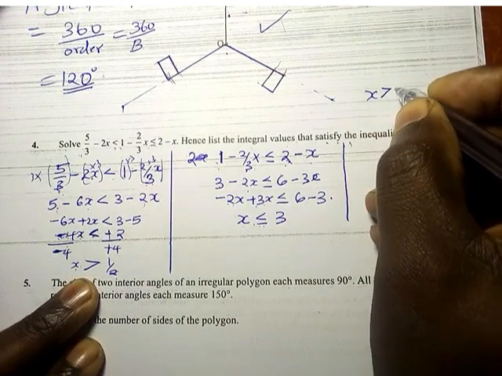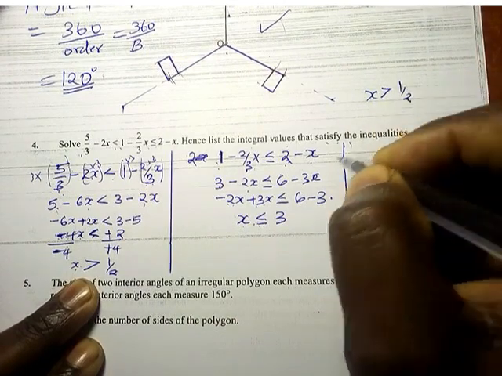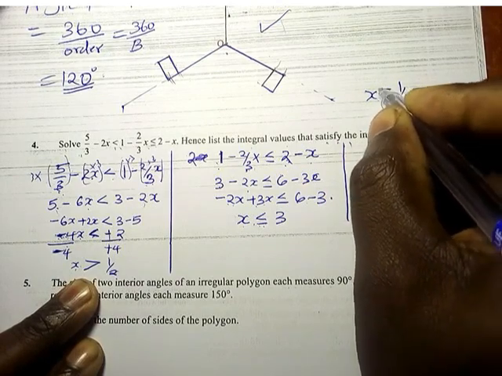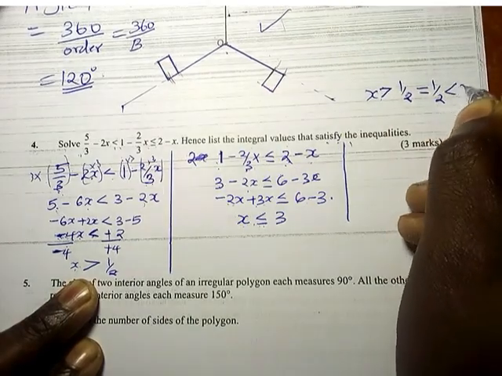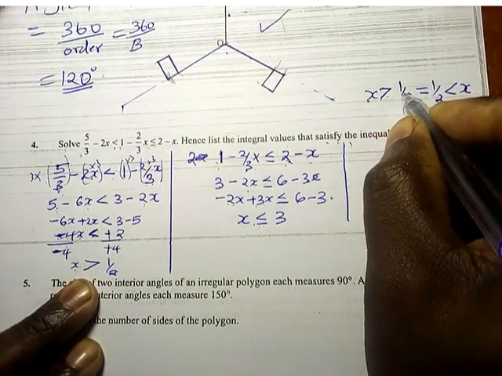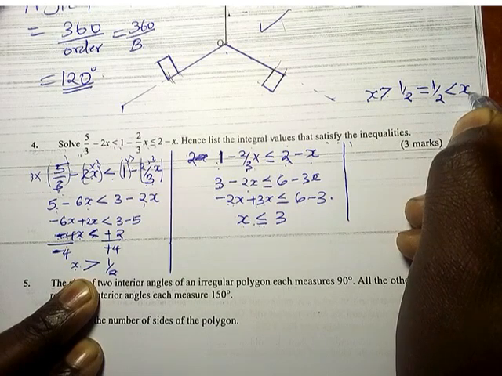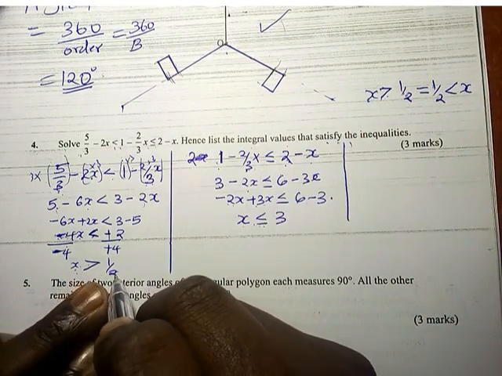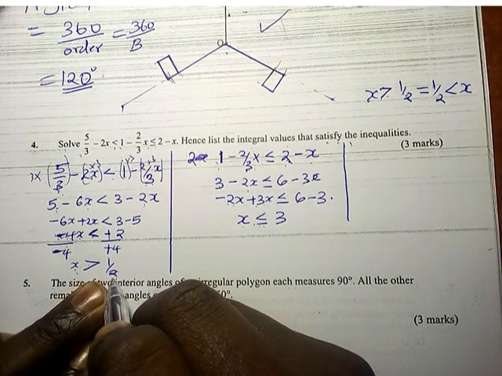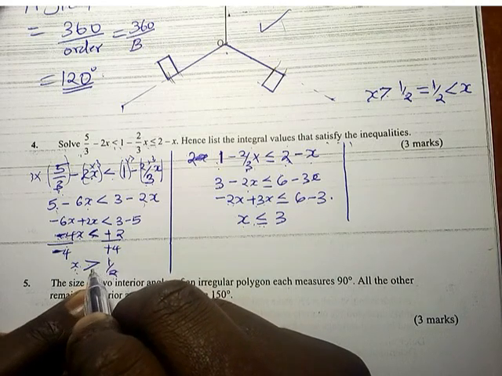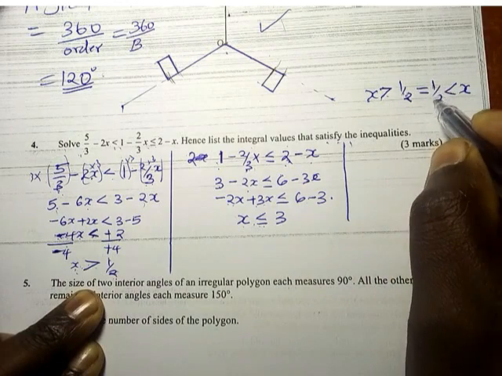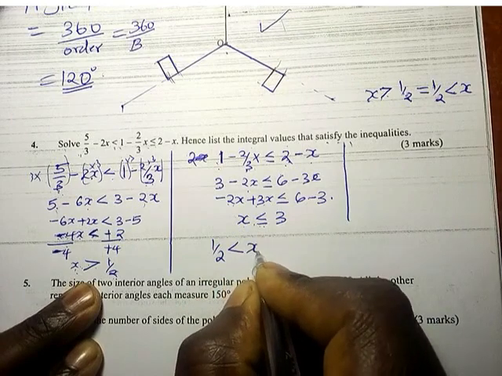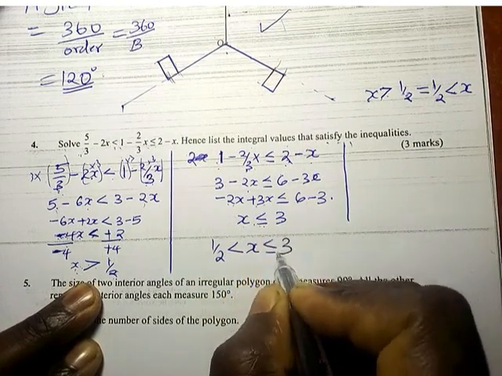Now I want you to know that x is greater than a half. Hii ndio ndogo, so tunaanza na hii. Is greater is the same as, tukianza na a half, hii sign inabadilika, so itakuwa a half is less than x. X is greater than a half is the same as a half is less than x. Unaelewana na wewe kweli? Kwamba x ndio tuko nayo hapa. X is greater than a half. What does that mean? It means that a half is less than x. So tunaenda kuicombine hivi. A half is less than x and this x is less or equal to 3. Sasa tumeifanya moja.